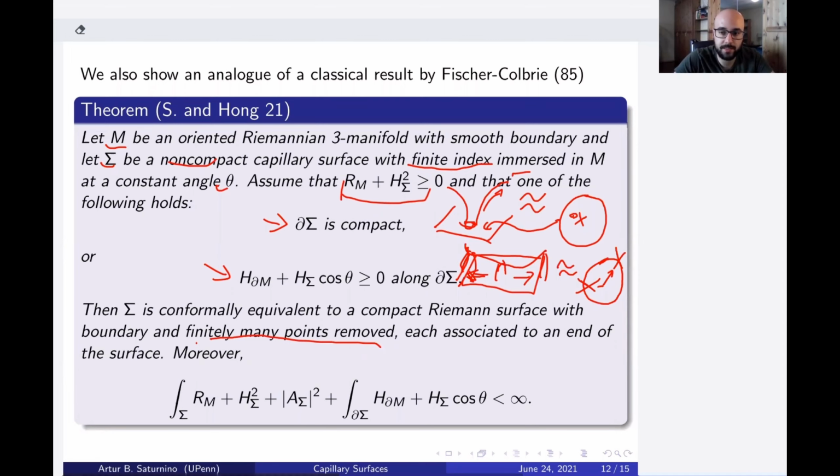Okay, so this gives us a nice description of the ends, and more than that, we also have that these surfaces have finite total curvature. The integral of the second fundamental form squared is finite, and we also have that the integral along the boundary of this quantity here that always appears is going to be finite as well. So again, relating the index to the geometry of the surface.